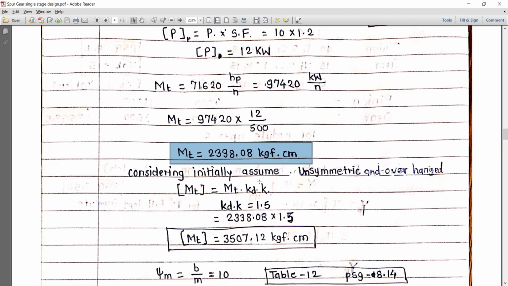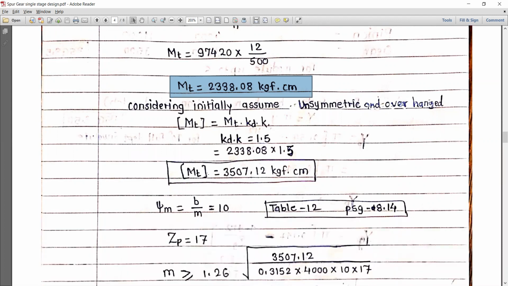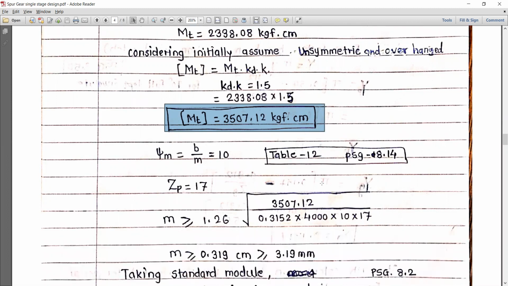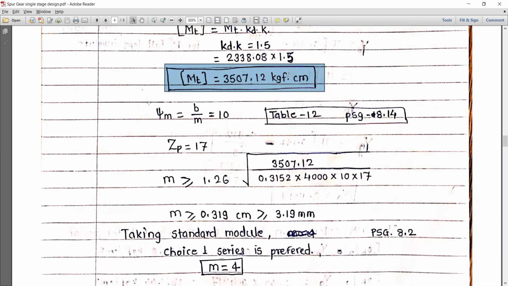ओके, सो ये कंडीशन हम लोग फाइल ऑफ यूज करते हैं. तो Mt design is equal to Mt plus K_d K. So here the value of K_d K is equal to 1.5. Now we can calculate the design Mt, that is 3507.12 kgf centimeter. तो इससे हमें क्या पता चला, हम लोगों ने डिजाइन स्ट्रेस निकाला which is in form of torque.